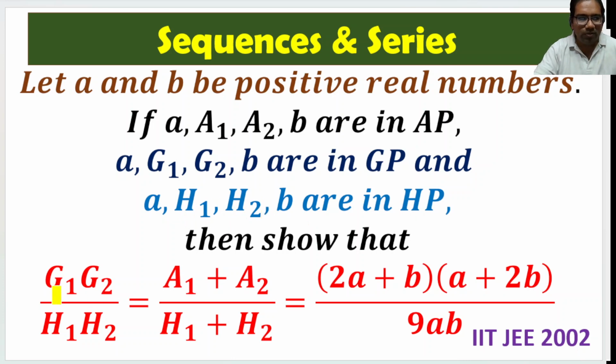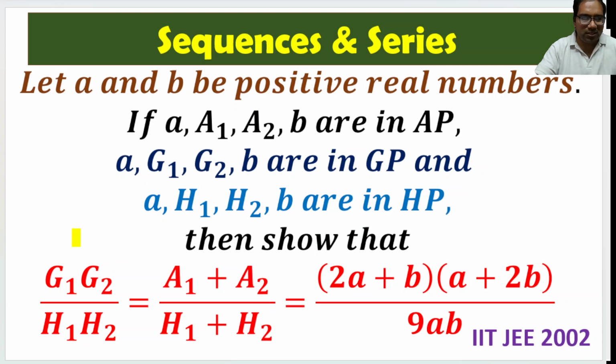Then we have to show that G1 G2 by H1 H2 equals A1 plus A2 by H1 plus H2 equals (2a+b)(a+2b) by 9ab. Right, there is 2a plus b, a plus 2b. There is some symmetry here. And there is 9ab.